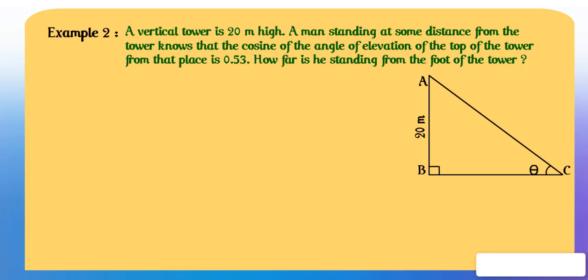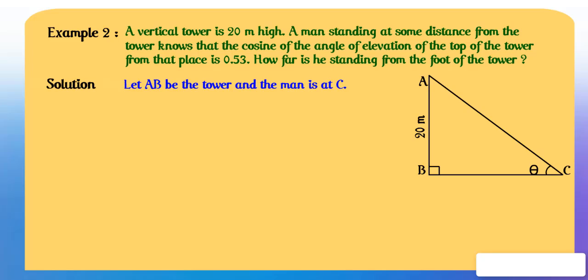Let's take the next example. A vertical tower is 20 meters high. A man standing at some distance from the tower knows that the cosine of the angle of elevation of the top of the tower from that place is 0.53. How far is he standing from the foot of the tower?